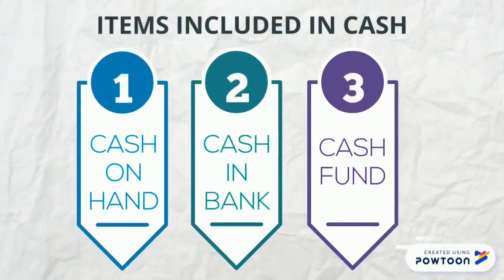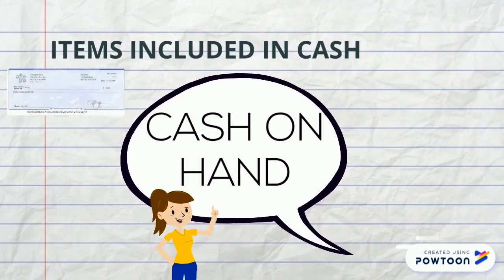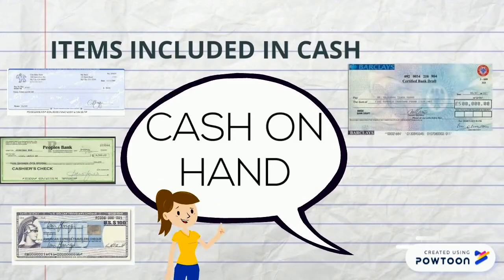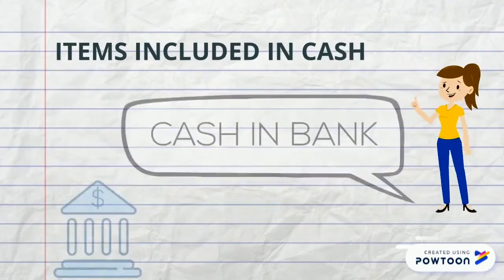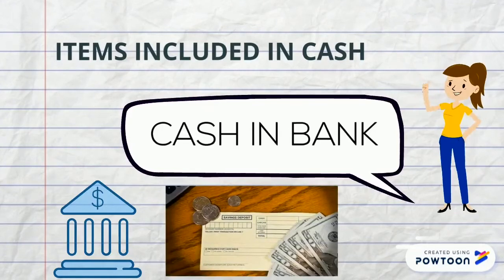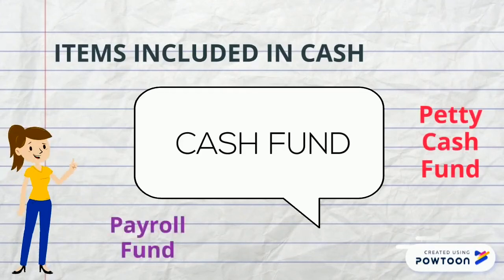There are three items included in cash, namely cash on hand, cash in bank, and cash fund. Cash on hand includes undeposited cash collections and other cash items awaiting deposit, such as customers' checks, cashiers' or managers' checks, travelers' checks, bank drafts, and money orders. Cash in bank includes demand deposit or checking account and saving deposit, which are unrestricted as to withdrawal. Lastly, cash fund is set aside for current purposes such as petty cash fund, payroll fund, and dividend fund.